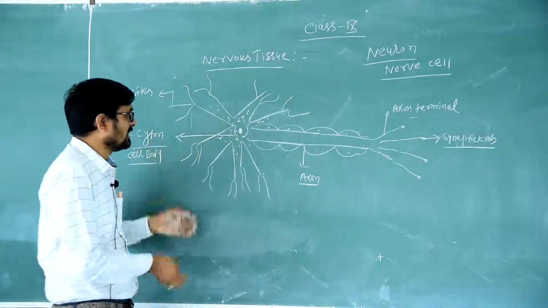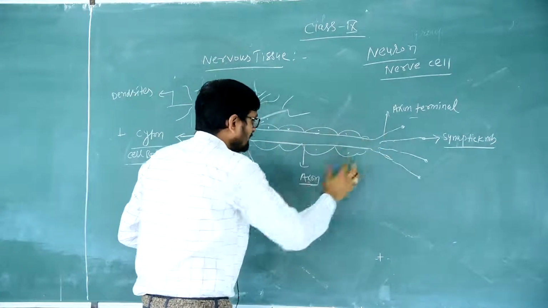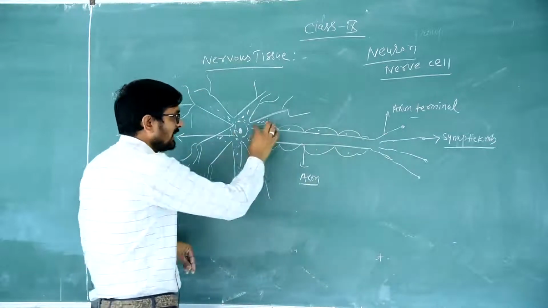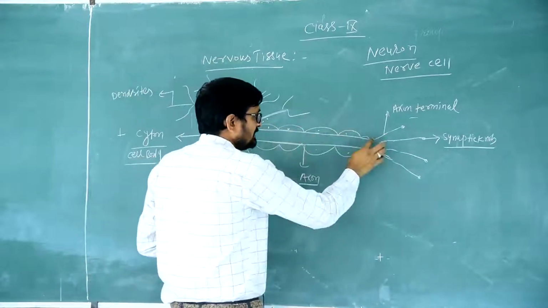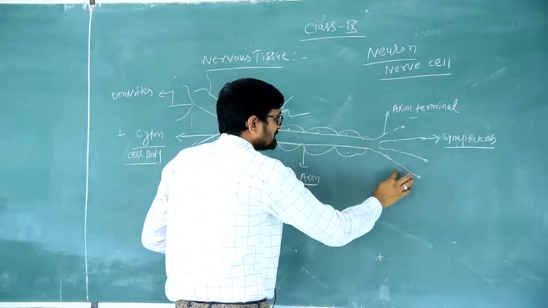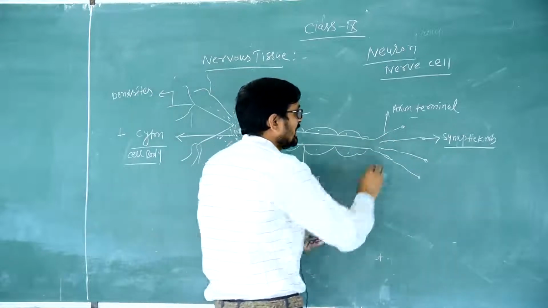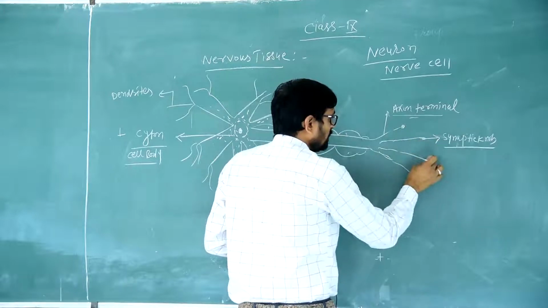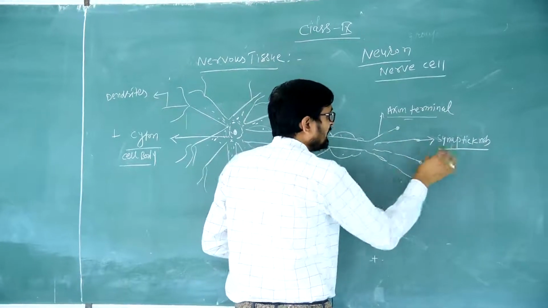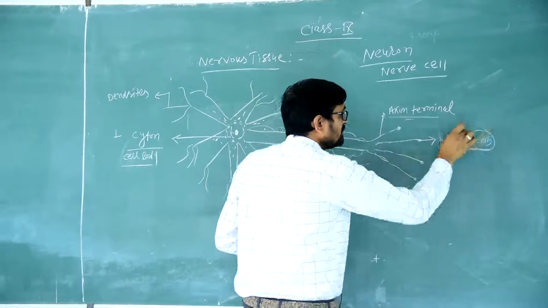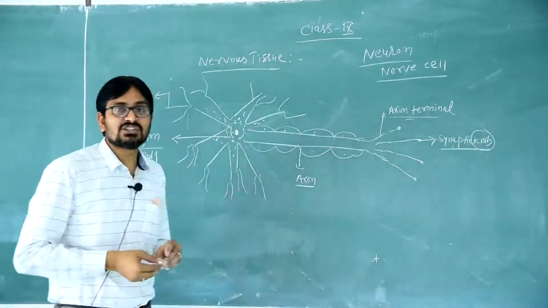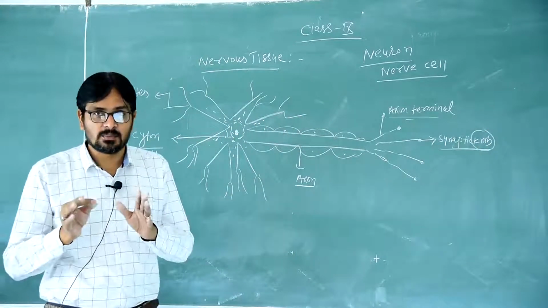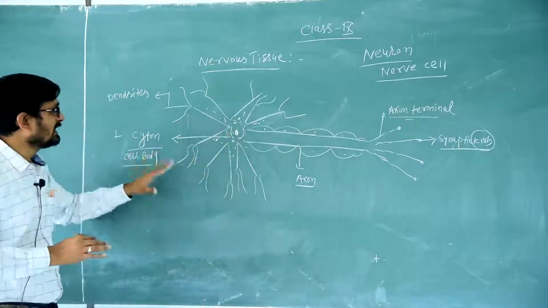Then the third part, the long part, is called the axon. This part is the axon, and this is the axon terminal, a hair-like structure. The final part of the axon terminal ends with a knob-like structure, and that knob-like structure is called the synaptic knob. This is the name and the diagram of the structure.